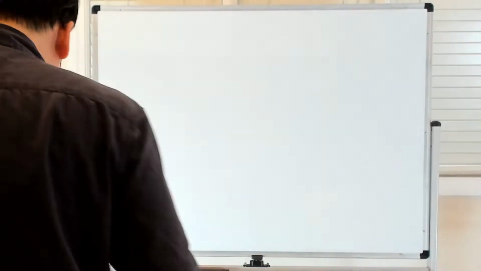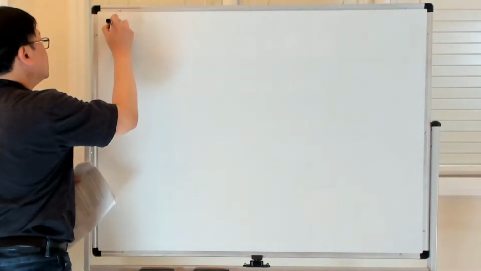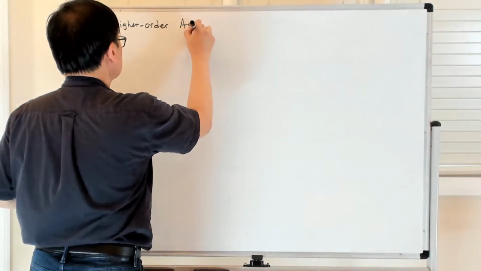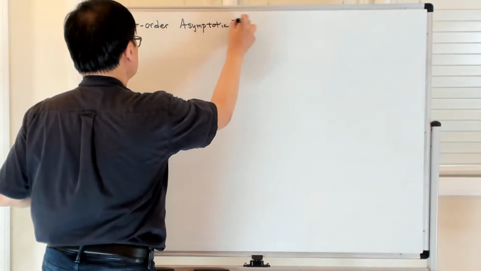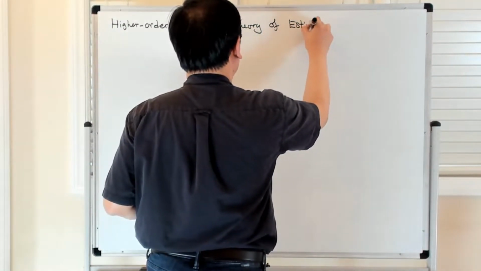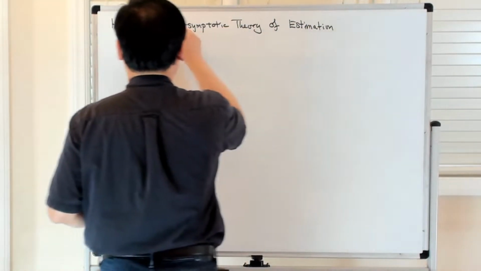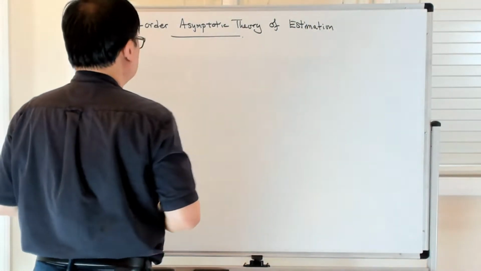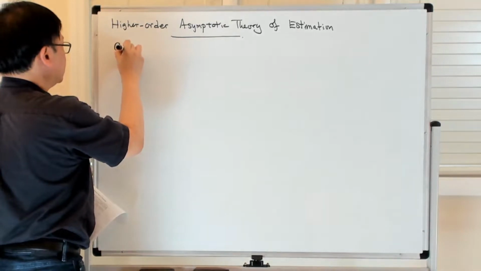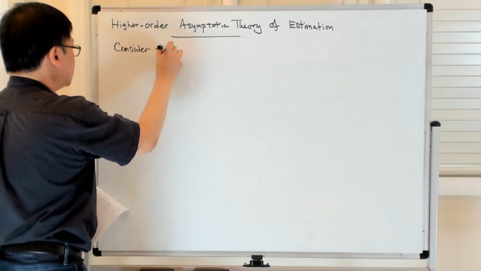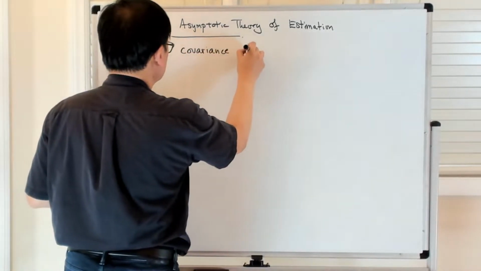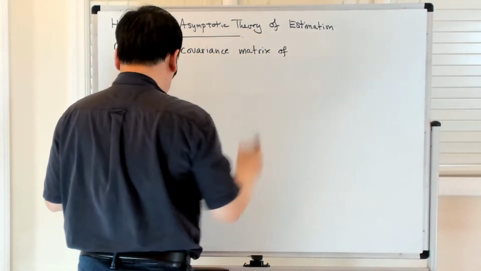All right, so now we're going to look at this higher order asymptotic theory of estimation. So you might ask, well, what do I exactly mean by that, right? So we're going to look at, in particular, the error covariance matrix, right? So you consider the covariance matrix of an efficient estimator.